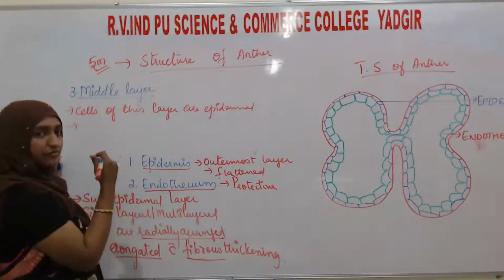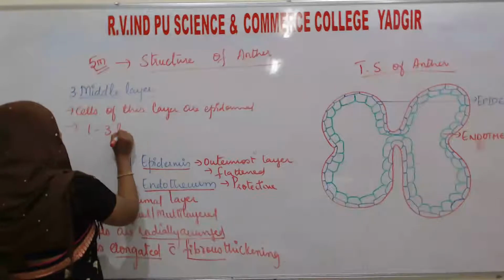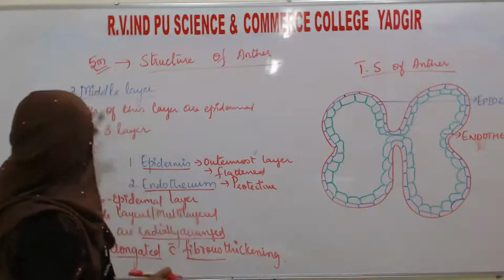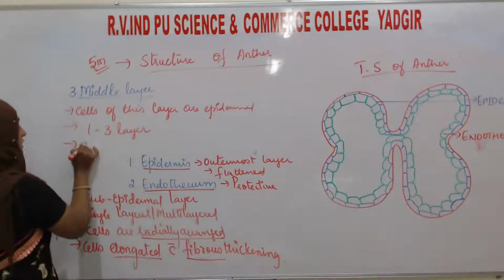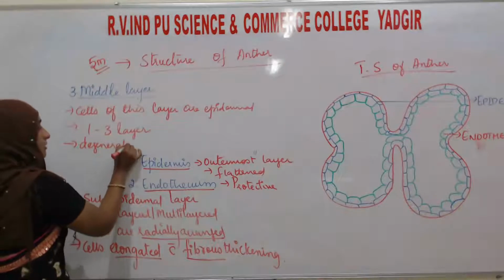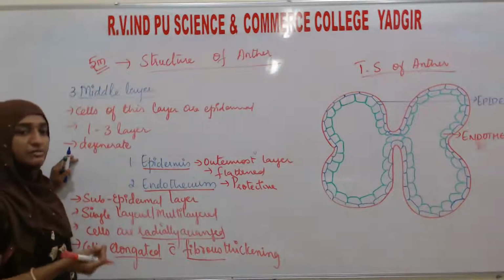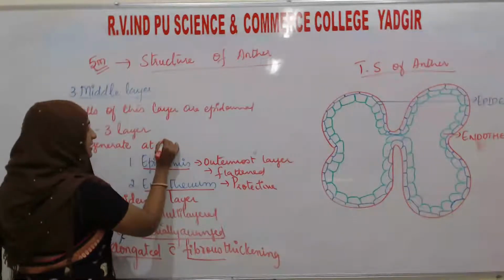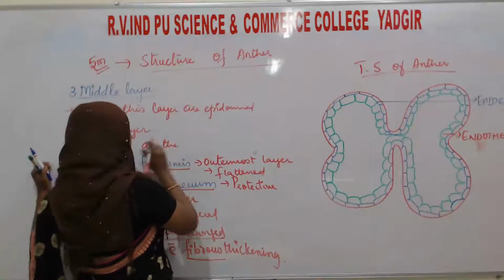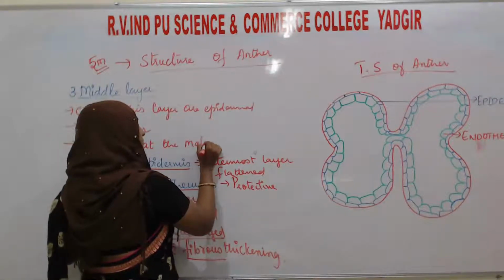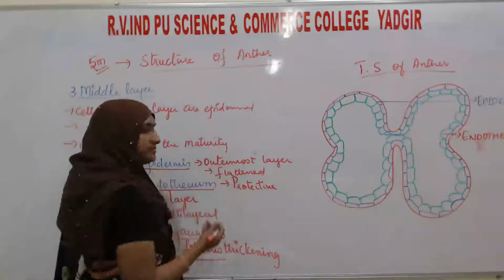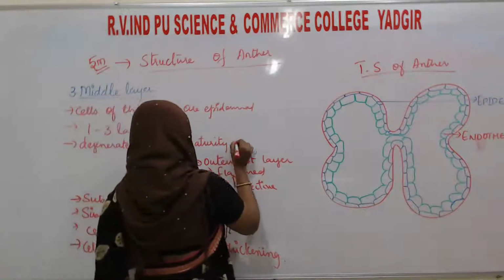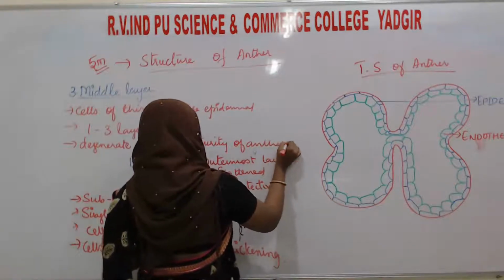So we can write it as: the cells of this layer are epidermal. How many layers will be there in the middle layer? It will be 1 to 3 layers. Okay, next, this middle layer is going to degenerate when the anther is mature. When the anther is going to mature, at that time it is going to degenerate, during the maturity of the anther. When the anther gets matured, its middle layers are going to degenerate.